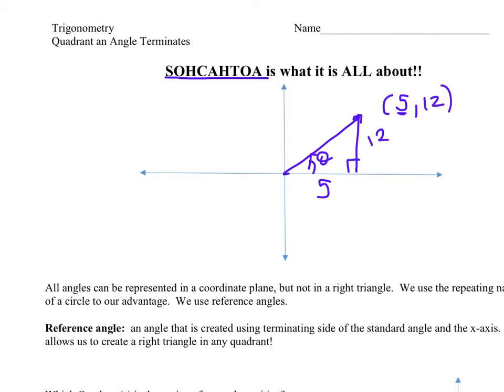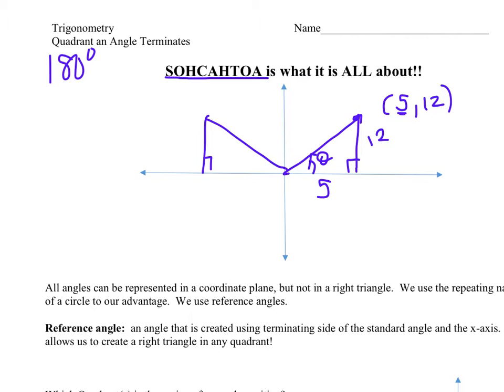But the problem is, you may be asking yourself, I cannot create a right triangle that has an angle of 120 degrees because all of the angles add up to 180 degrees in a triangle. So every triangle is 180 degrees. So how do I get a right triangle with 120 degrees? So how do I go, say, over here and create a right triangle? Well, I'll tell you what we do. We just create the right triangle with the other x-axis.